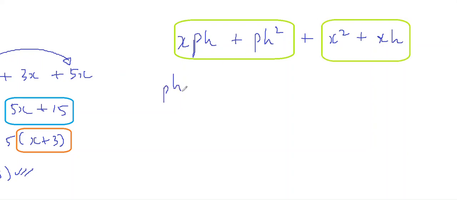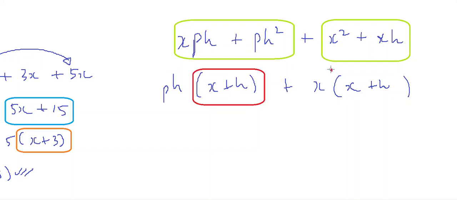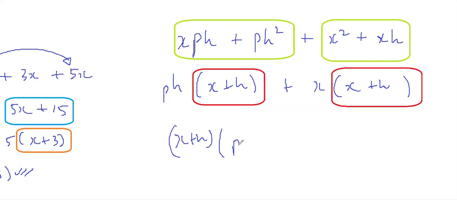So ph outside of x plus h, plus x outside of x plus h. Now I've got a common factor of x plus h and x plus h, so I can then take x plus h out as a common factor and be left with ph plus x as my factorised form.